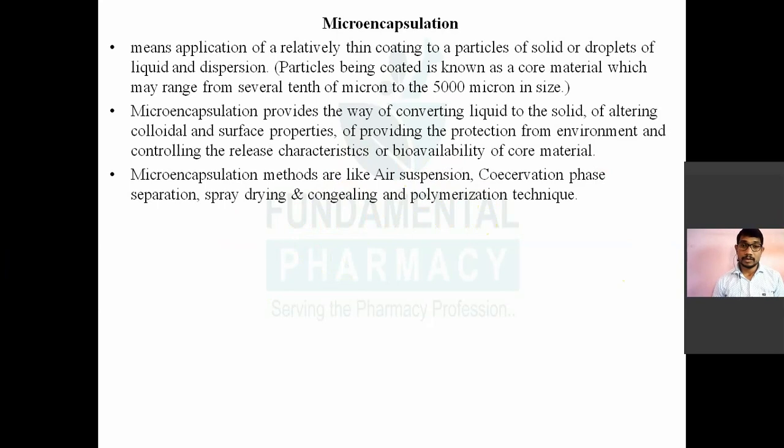Air suspension method, coacervation phase separation method, then spray drying and congealing, then polymerization, then solvent evaporation is also one of them. Then pan coating is there. There are 5-6 methods of microencapsulation, but mostly the air suspension method, coacervation phase separation, and pan coating are used. The polymerization technique is a new technique of microencapsulation. We will discuss it in an upcoming slide also.